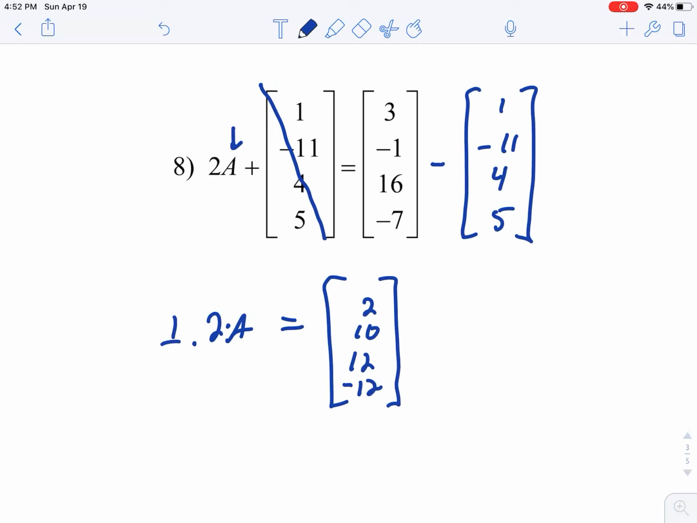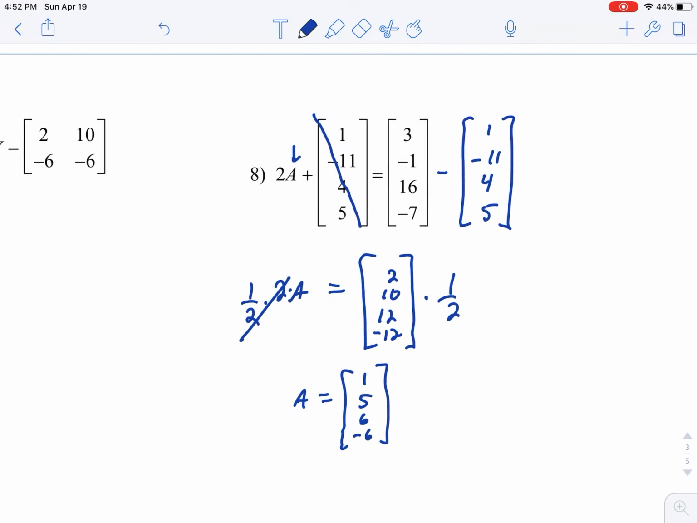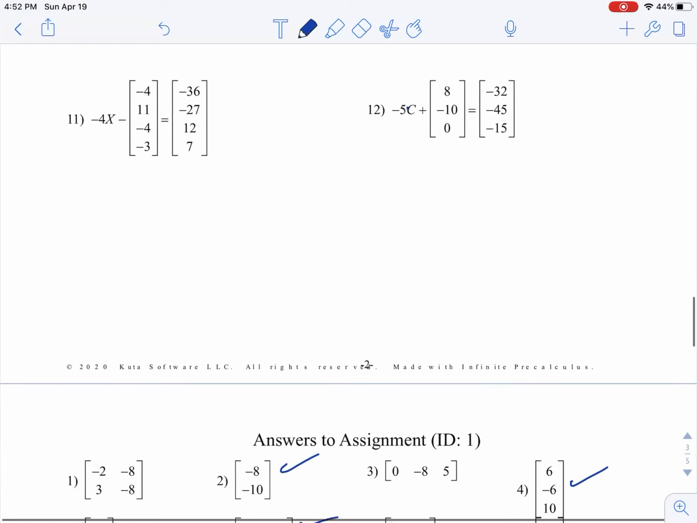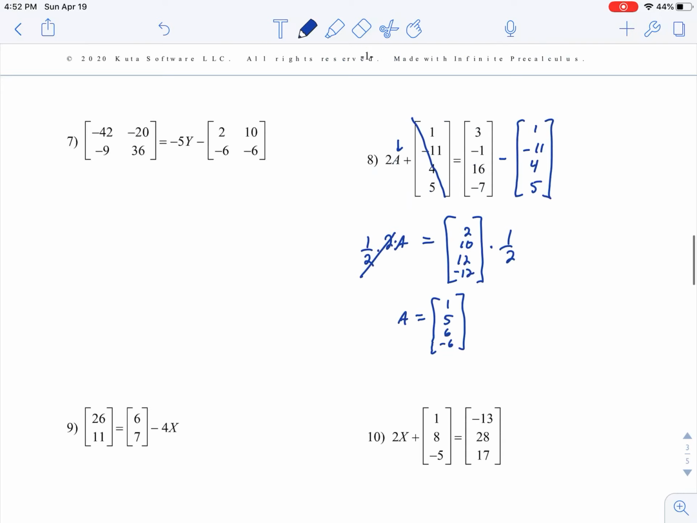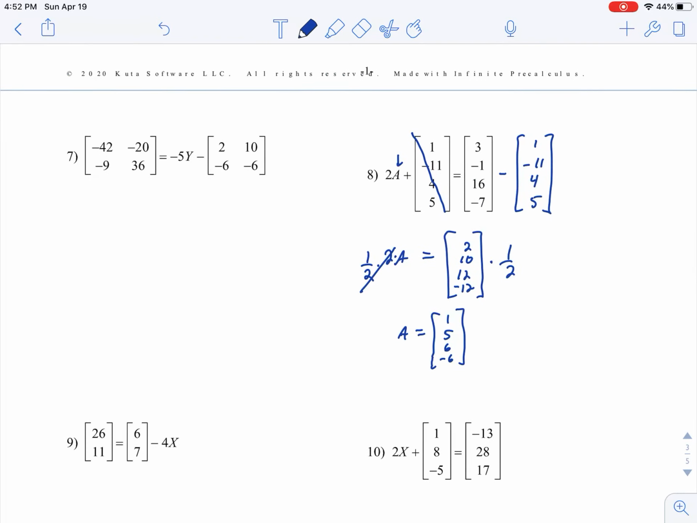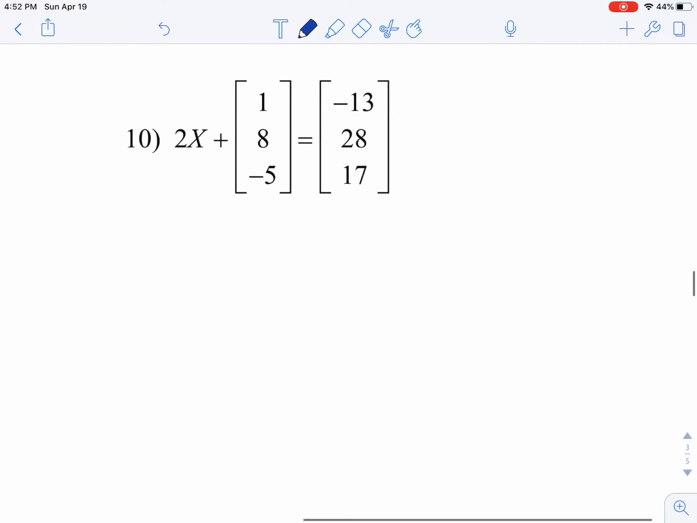Now to isolate A, it's multiplied by 2. I'm going to have to do, again, technically scalar multiplication. Multiply by 1/2. A equals, and then just cut each one of those numbers in half. So 1, 5, 6, negative 6. And let's check number 8: 1, 5, 6, negative 6, right there. At this point, you've seen everything. You should be able to just pick up and do the rest of this homework on your own. So if you want to stop the video now, by all means, stop and just do your thing. 10 and 12 are just repeated examples if you feel like you need to see a little bit more. So I'm going to go on. You do what you want to.